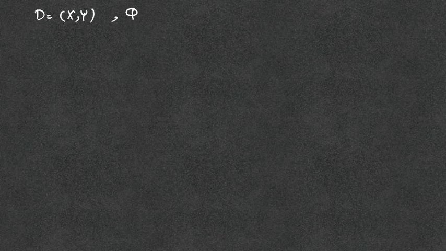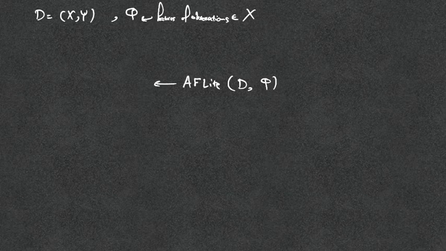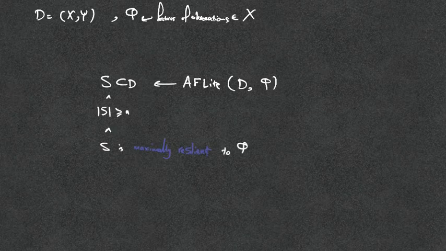Consider a dataset D, and consider phi being a custom feature representation over it. The AF-Light algorithm wants to take this dataset and these features and return a subset S of this dataset, such that S is a subset of D and the cardinality of S is larger than or equal to n, that is maximally resilient to the features discovered by phi.